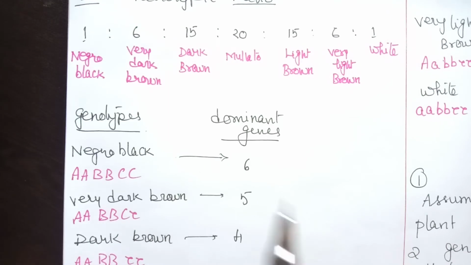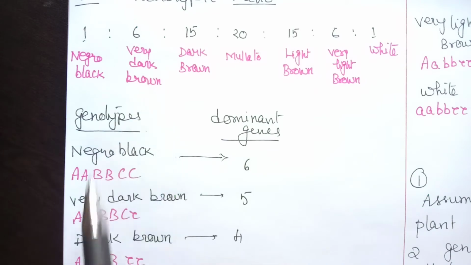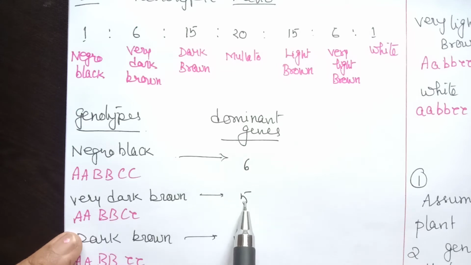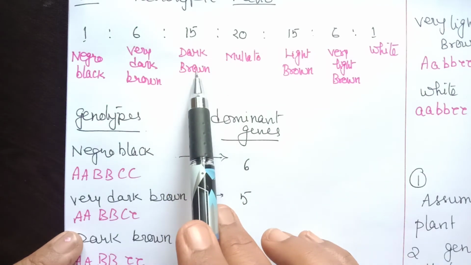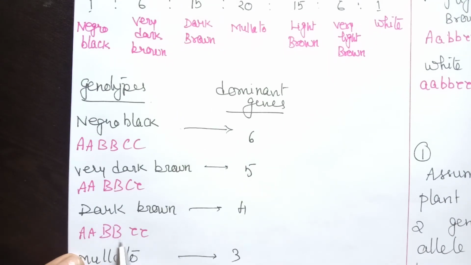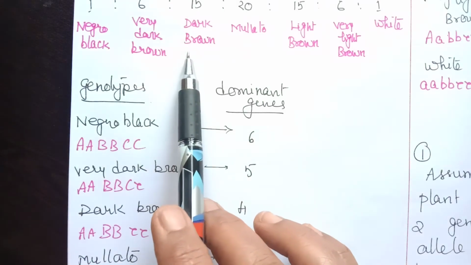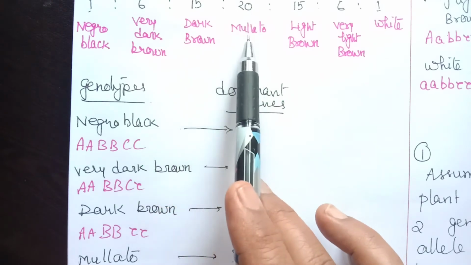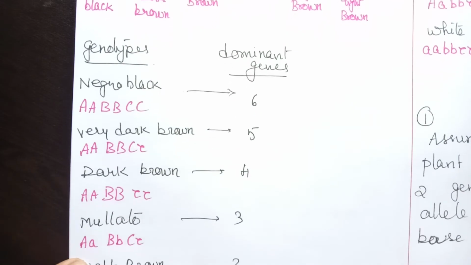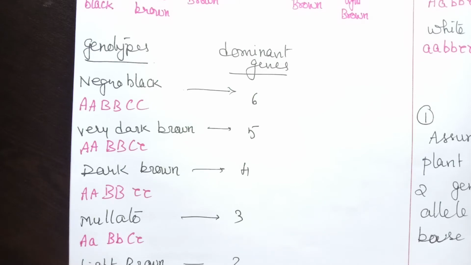Then second, we get 6 individuals of very dark brown. Very dark brown has 5 dominant alleles: one is recessive and 5 dominant. The next we get 15 individuals with dark brown. Dark brown has 4 dominant alleles. Any four dominant alleles present, then we call it dark brown. Then we have 20 of mulatto, that means intermediate, with 3 dominant alleles.